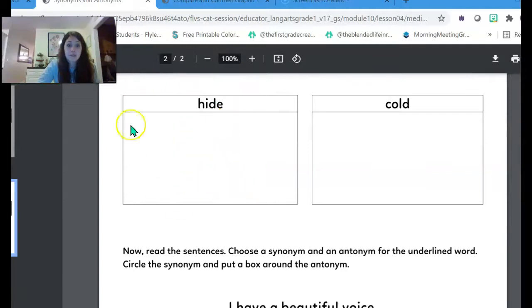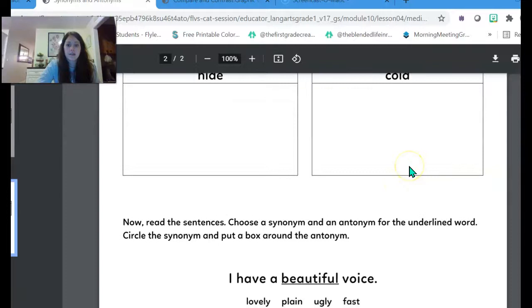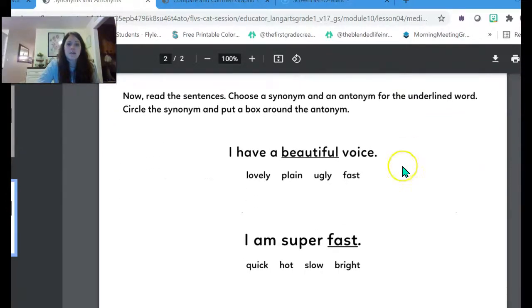But if I were doing this, the opposite of hide, I know, is find. So one thing I would put in here is find. Now, the opposite of cold, I know, is hot. But then you want to think of some words that mean similar things. Icy, chilly, those might be good synonyms. All right, now here it says to circle the synonym and put a box around the antonym. So follow those directions and try that practice out.